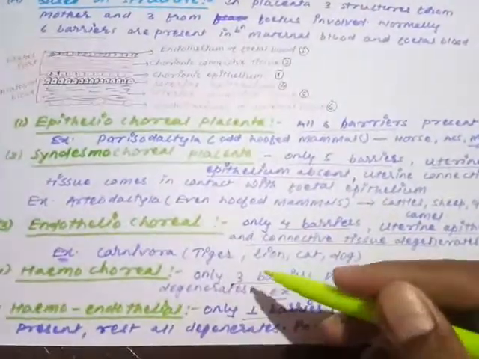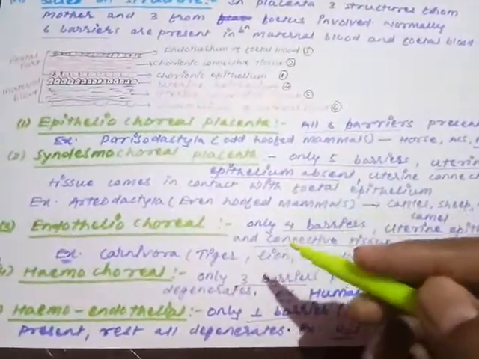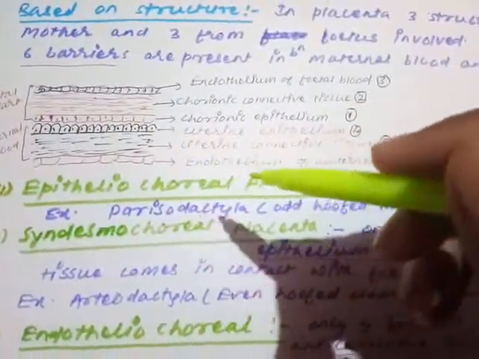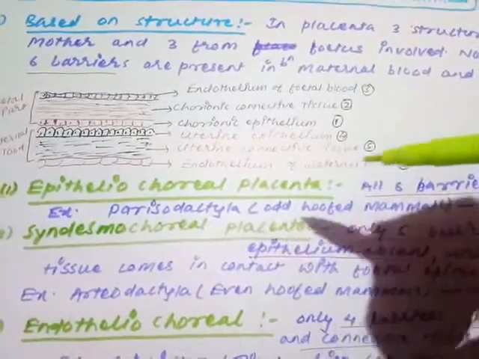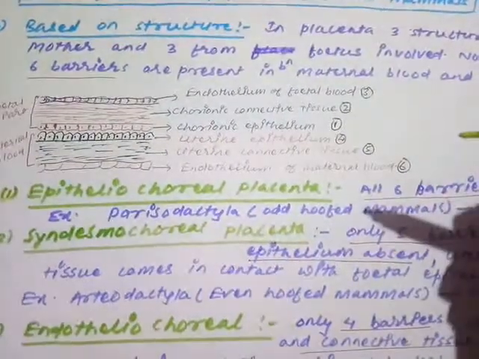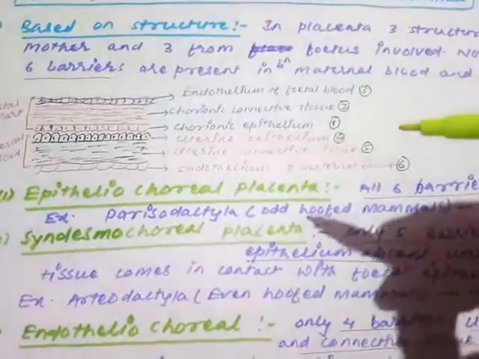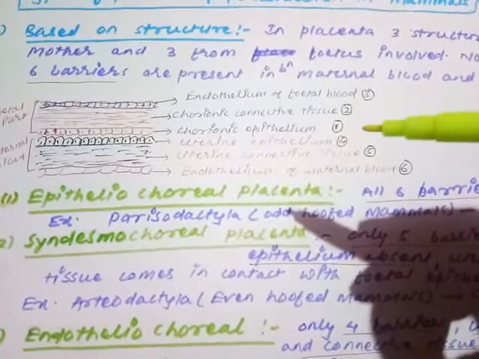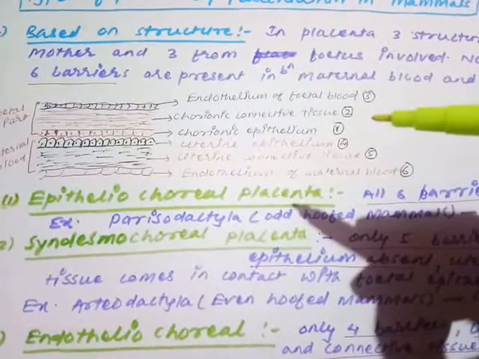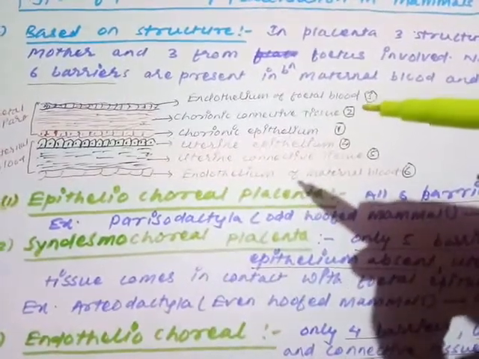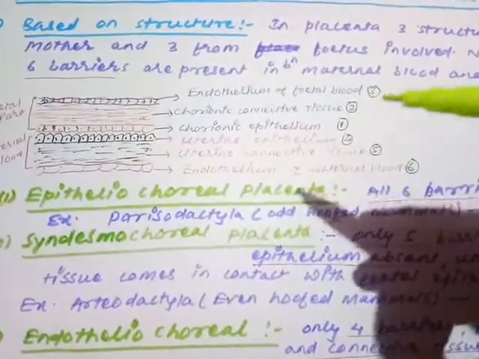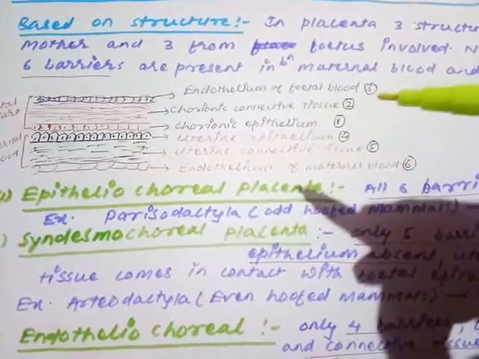हीमो एंडोथीलियल प्लेसेंटा में केवल एक बैरियर रहता है, बाकी 5 बैरियर डिजेनरेट हो जाते हैं. कौन कौन से डिजेनरेट हो जाते हैं? Already we have degenerated from the maternal part: endothelium of the maternal blood vessel, uterine connective tissue, uterine epithelium. कोरियोनिक एपिथेलियम भी डिजेनरेट हो जाएगा यहाँ पे, कोरियोनिक कनेक्टिव टिश्यू भी डिजेनरेट हो जाएगा. बचेगा केवल क्या? एंडोथेलियम ऑफ द ब्लड वेसल. मीन्स व्हाट? मैटरनल ब्लड विल कम इन द कॉन्टेक्ट ऑफ द कोरियोनिक एंडोथेलियम.